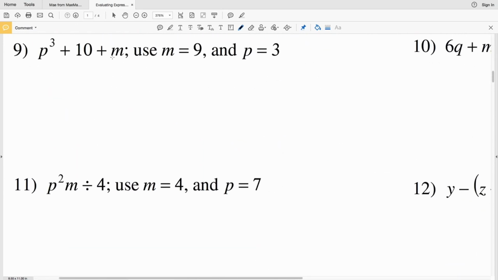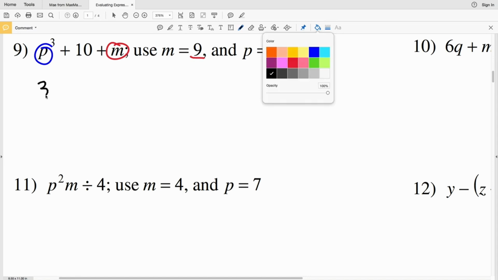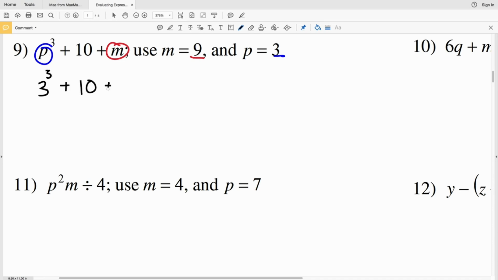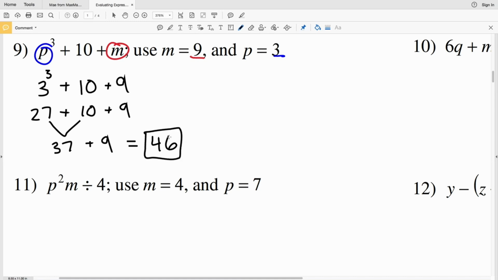Next, we have p cubed plus 10 plus m. Our m value is 9, so we're plugging 9 in for m, and our p is 3, so we're plugging 3 in for p. So plugging 3 in for p, we have 3 cubed plus 10 plus m, which is 9. Now 3 cubed is 3 times 3 times 3. 3 times 3 is 9. 9 times 3 is 27. So 3 cubed is 27 because we're evaluating that exponent first. Plus 10 plus 9. Let's go ahead and do 27 plus 10 to get 37, plus 9, and that's going to be equal to 46. So 46 is the answer for number 9.